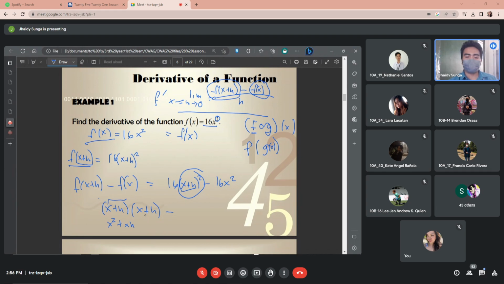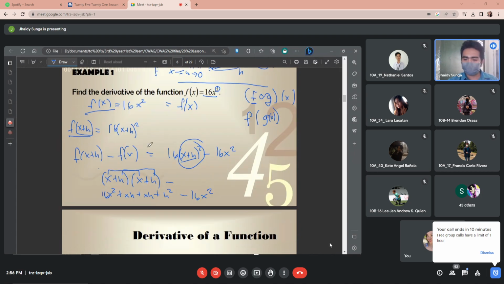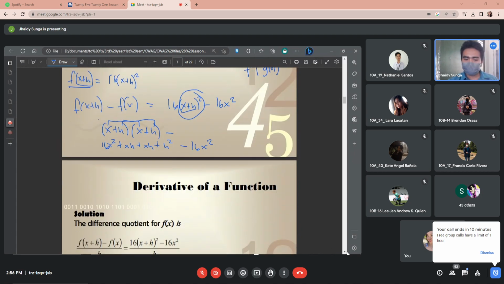xh outer and inner. Oh, xh plus xh plus h squared. Correct? Minus 16x squared. So if you will notice, this is 16. Correct? Sir, how do we deal in this format? So if you will notice, this is the time that I will be showing you the process. This is the first step. I will be showing you step by step.